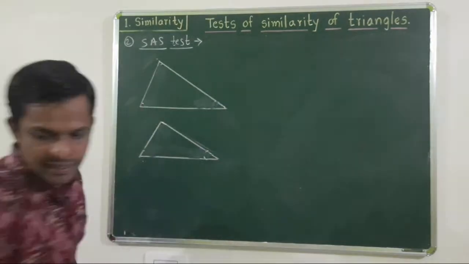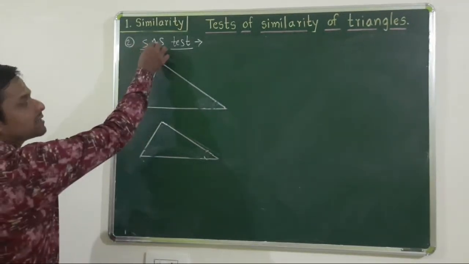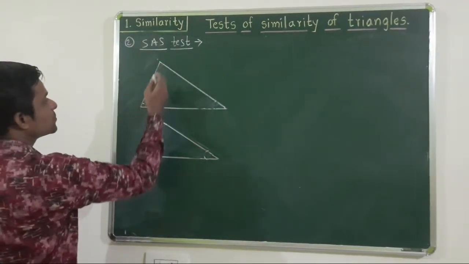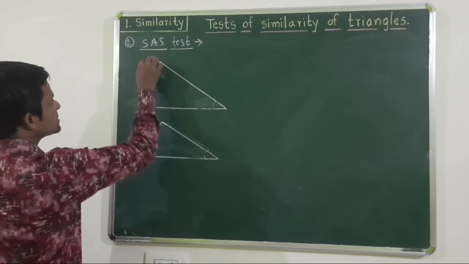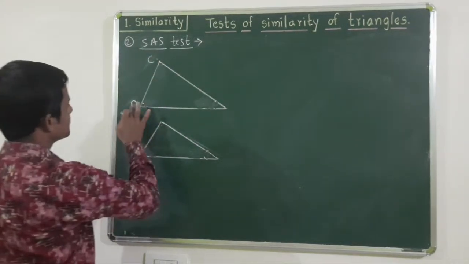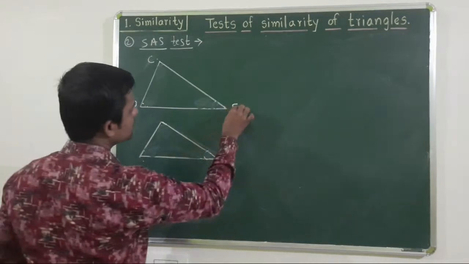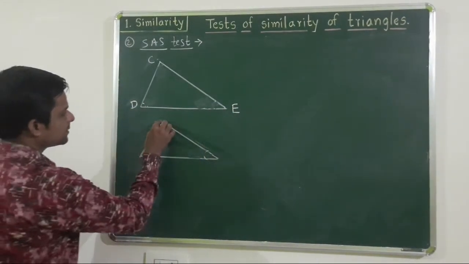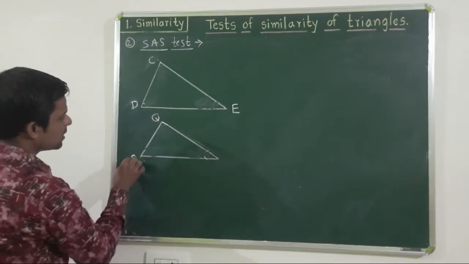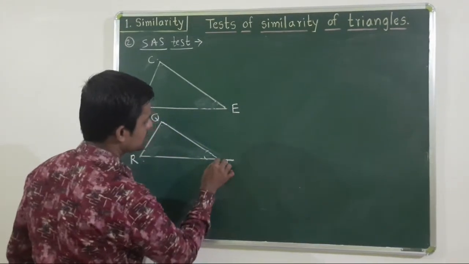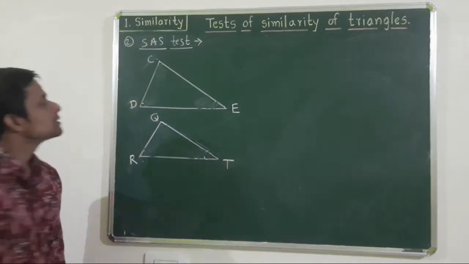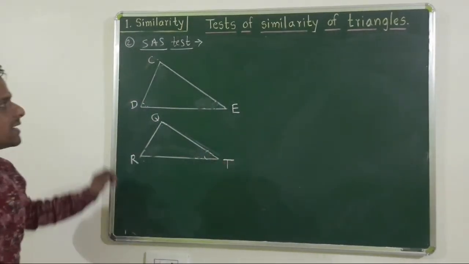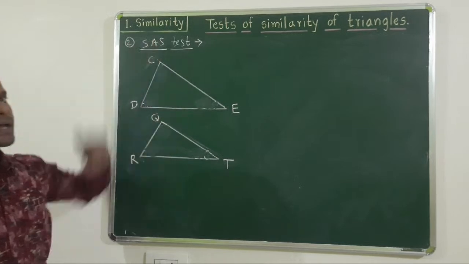Now SAS test means side angle side test. Suppose names of these two triangles are CDE and QRT. Now we'll move towards SAS test, means two sides and one angle.